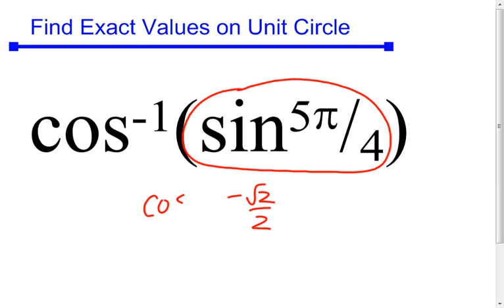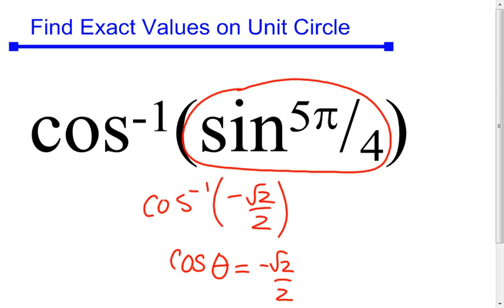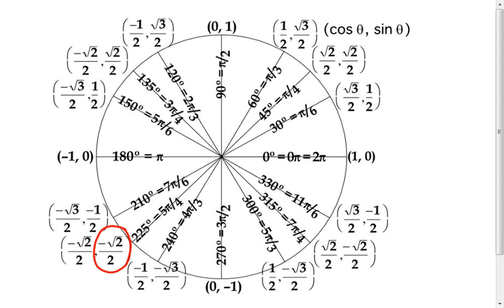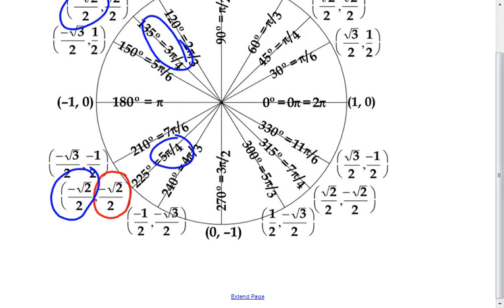And now I've got this inverse cosine in front of that. Now, this is asking me to figure out cosine at some spot on the unit circle is negative root 2 over 2. And you're going to need to figure out where that is. Okay, again, cosine is your x value, so you're going to go to your unit circle and figure out where your x value is negative root 2 over 2. That happens right here at 5 pi over 4, and it also happens right here at 3 pi over 4. Okay, so 3 pi over 4 and 5 pi over 4 are my two choices.